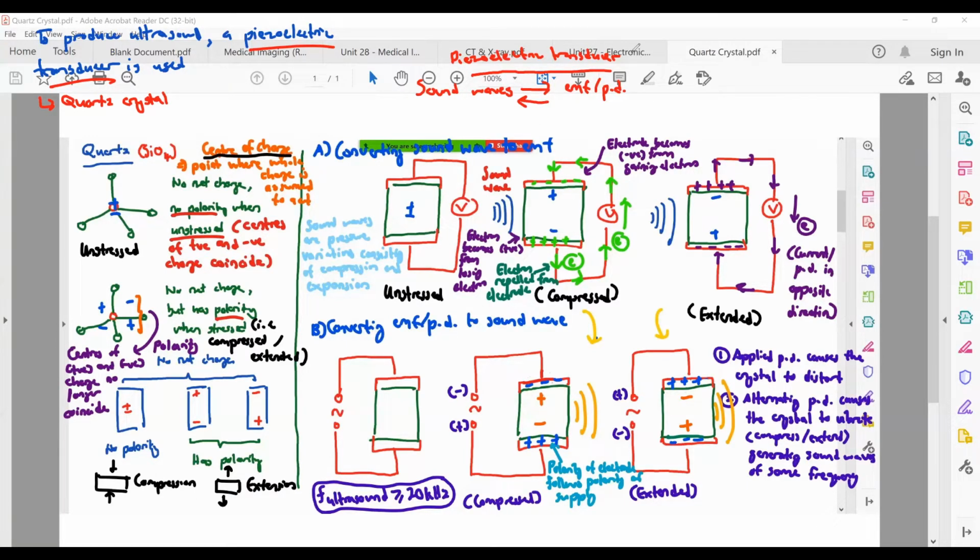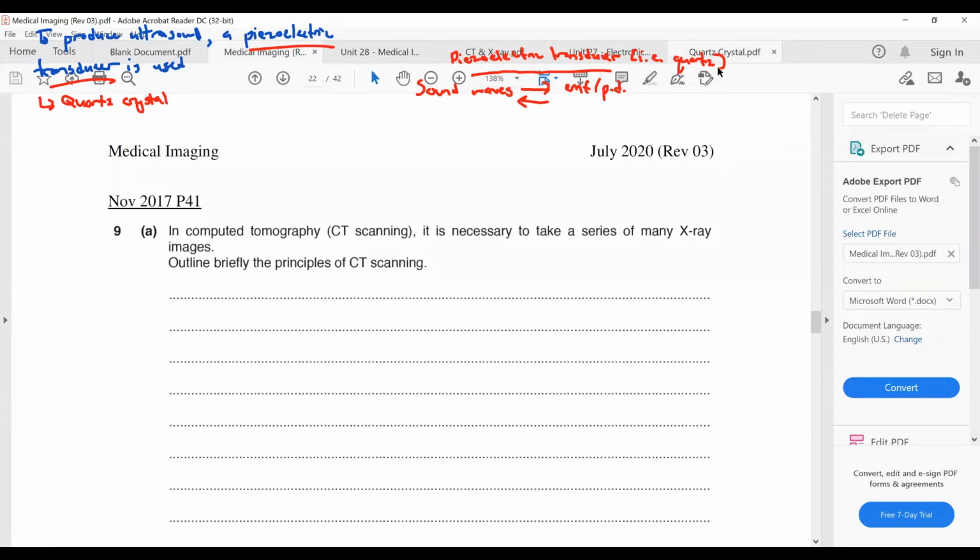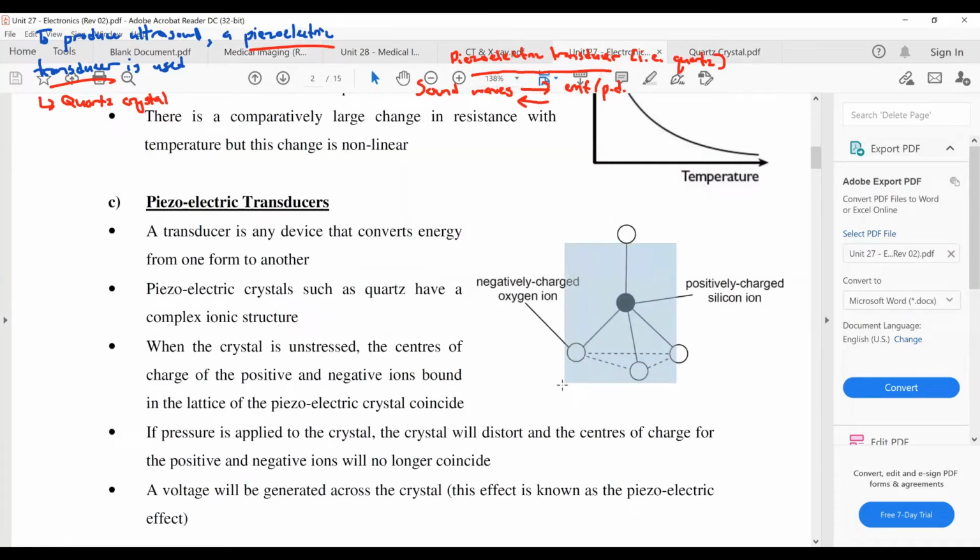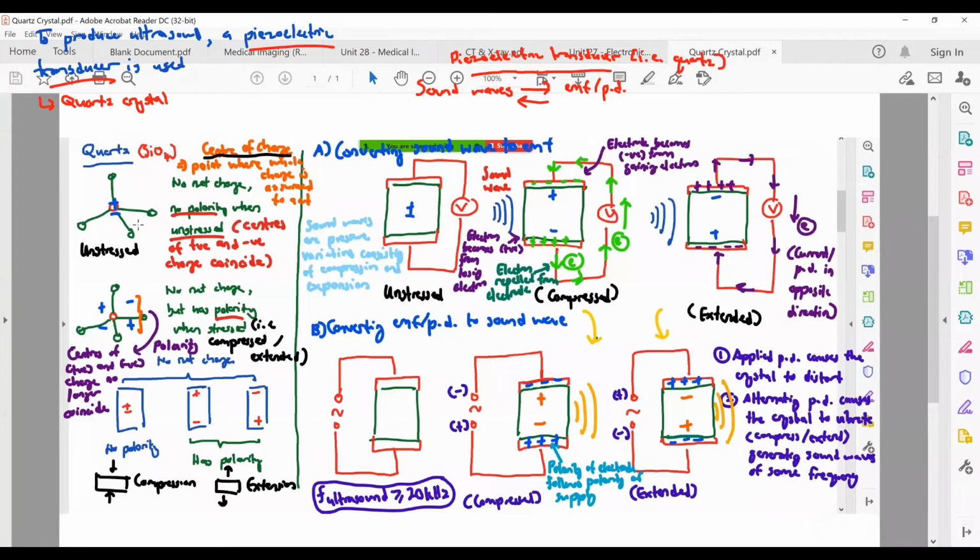Now, as I mentioned to you, an example of a piezoelectric transducer is your quartz crystal. When you're talking about a quartz crystal, the molecular arrangement is SiO4. If you look closely at the molecular structure, it will be the silicon ion in the center with the 4 oxygens bonded to it. In 3D, the structure looks like this. The positively charged silicon ion and the negatively charged oxygen ion. Okay, so far so good.